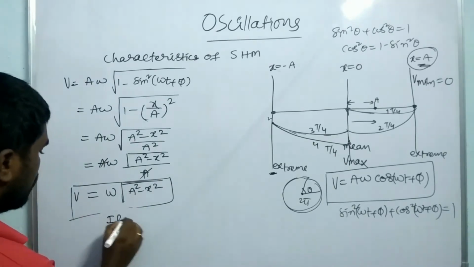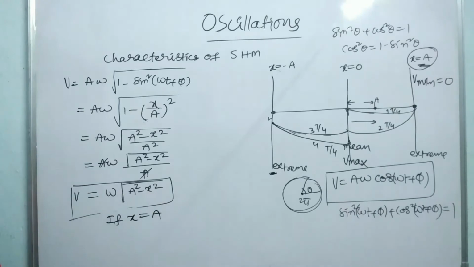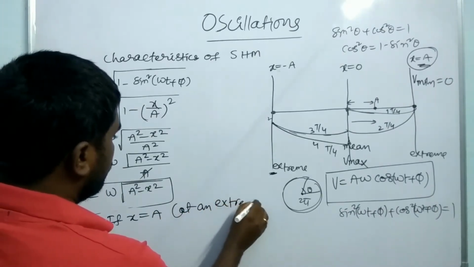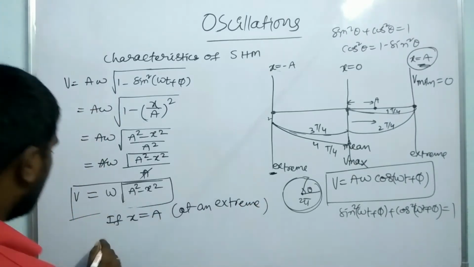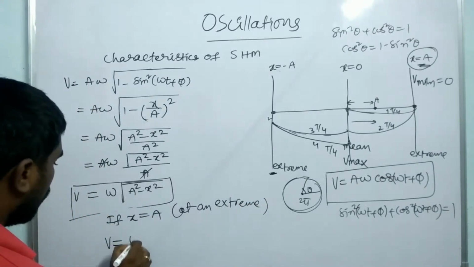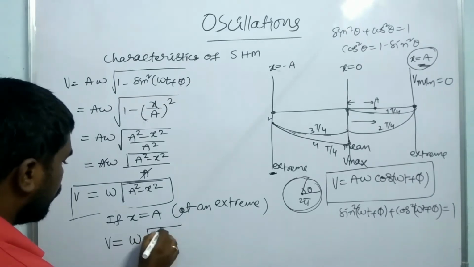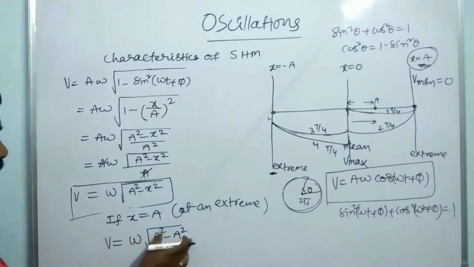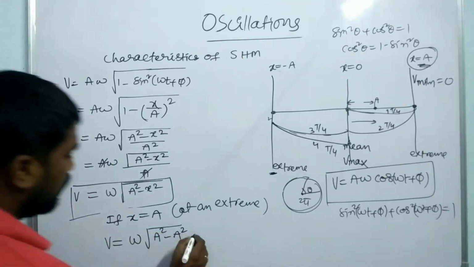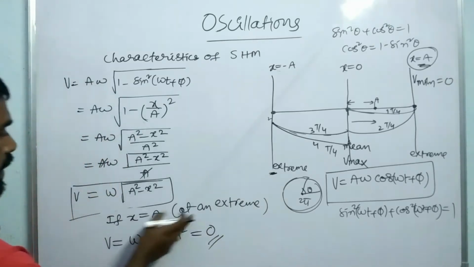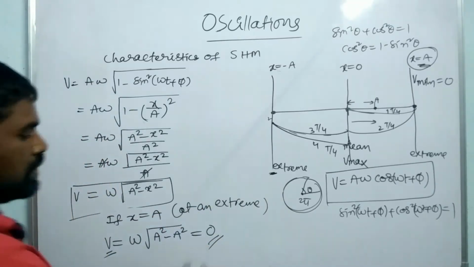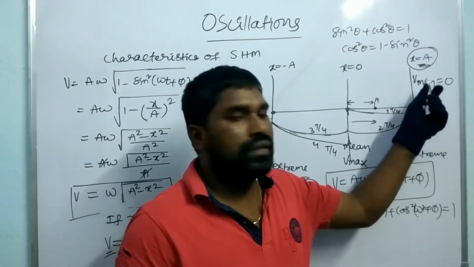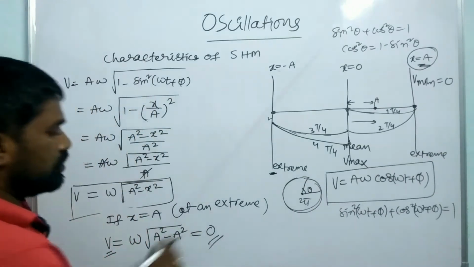If x is equal to a, it means at an extreme. So therefore we can write v is equal to omega into under root of a square minus a square. X is replaced by a. So a square minus a square is equal to 0. Omega into 0 is 0. So then v is equal to 0. So at an extreme point, velocity of the particle is equal to 0. Clear? At extreme point, the velocity of the SHM particle is equal to 0.